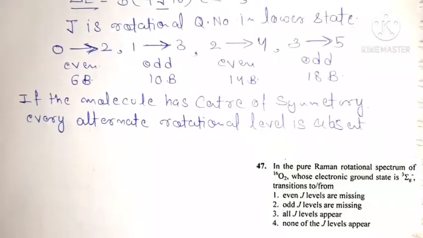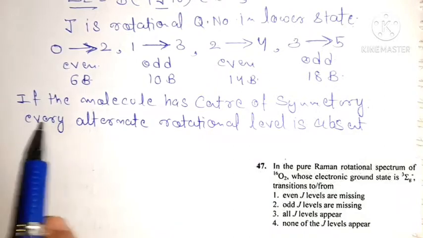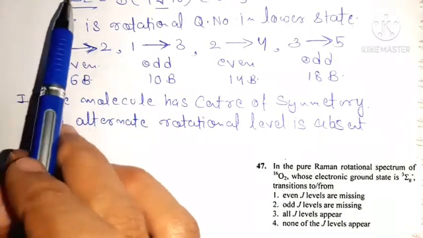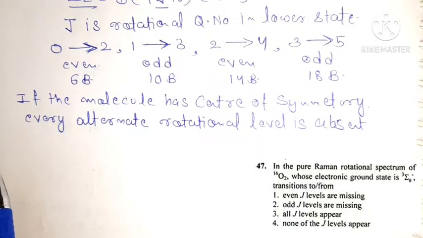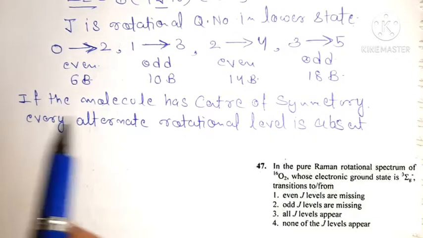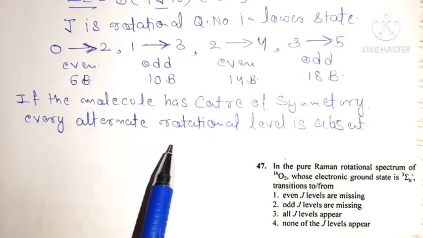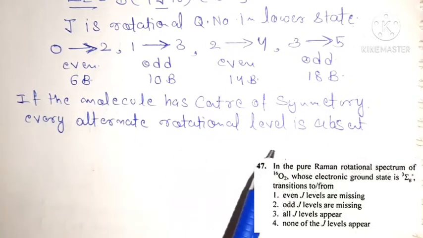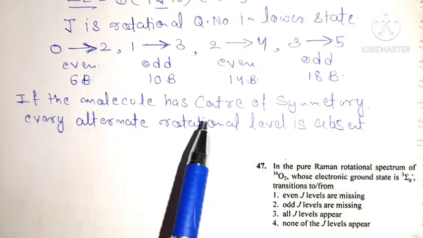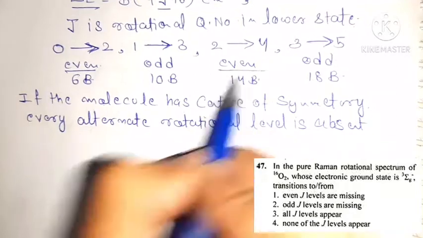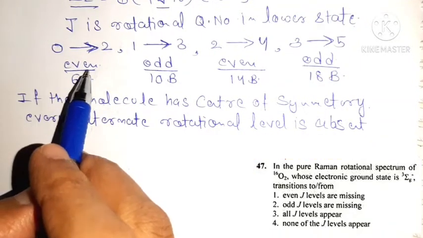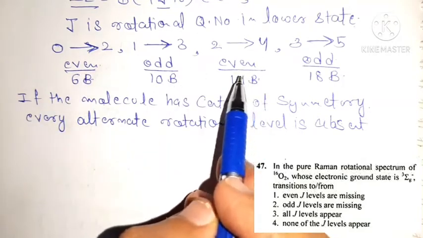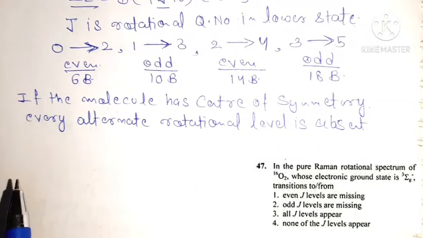Every alternate rotational level is absent if the molecule has a center of symmetry. For example, in our question we have the 16O2 molecule, and we know very well that O2 has a center of symmetry. So in the spectra of the O2 molecule the alternate rotational level is absent. So now we have even rotational levels and odd rotational levels, and either all even rotational levels are absent, or all odd rotational levels are absent.